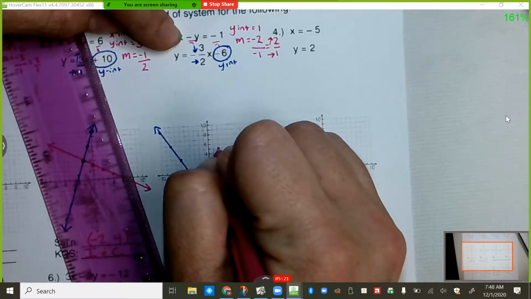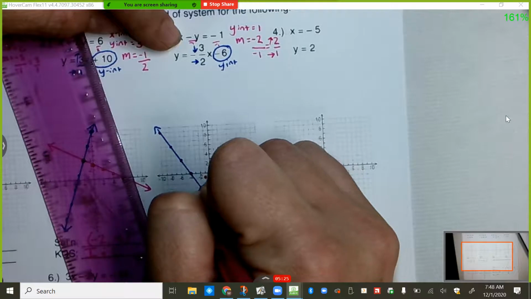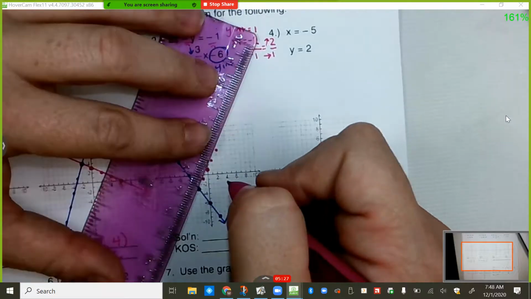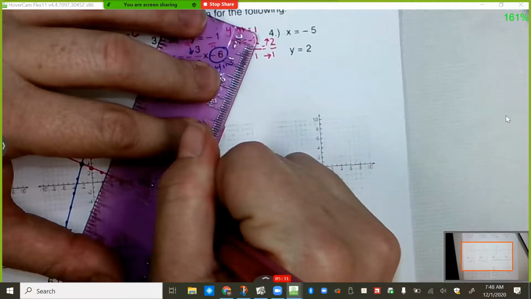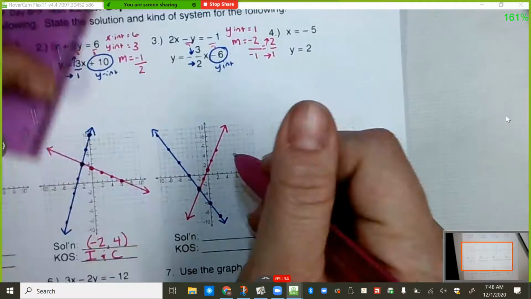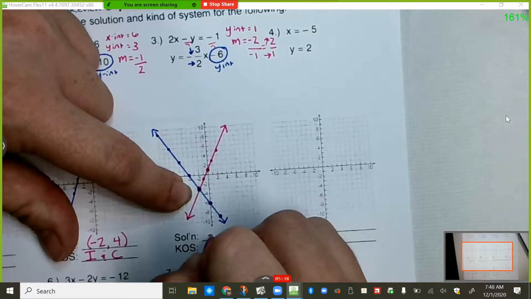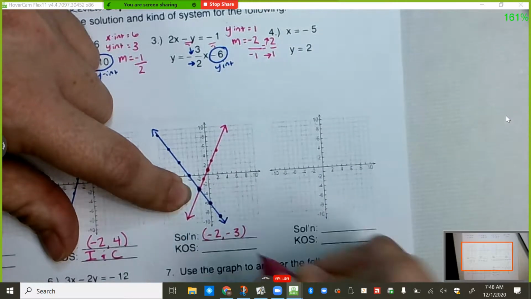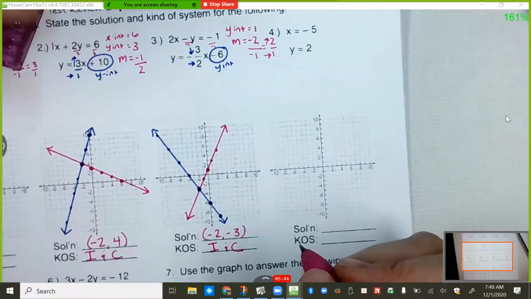Now I can also go down 2, backwards 1, which is going to bring me towards my other line to find my intersection. So we'll see that they touch right here, which is -2, -3. And this is independent and consistent because it touches once.